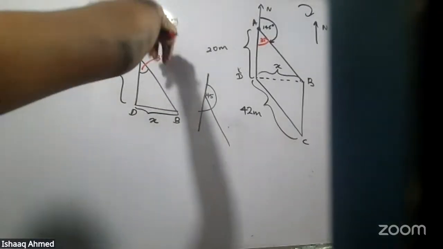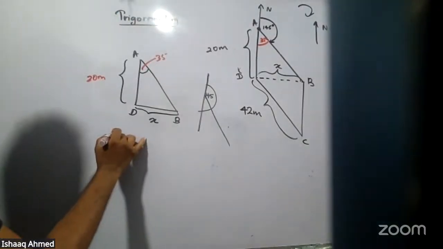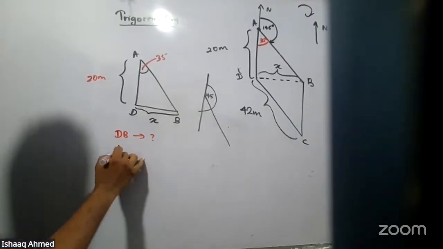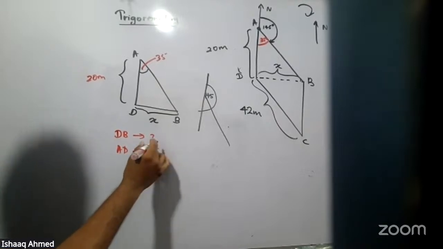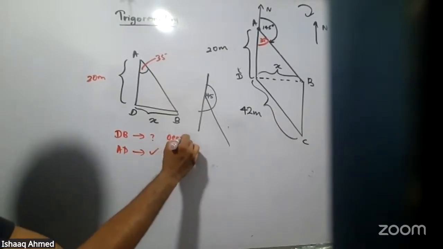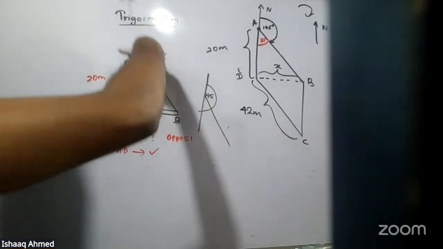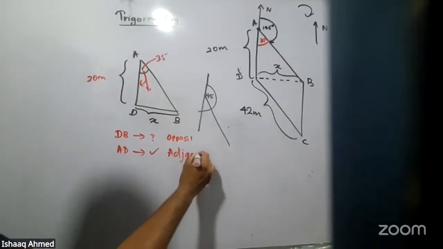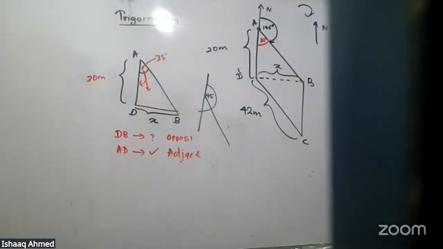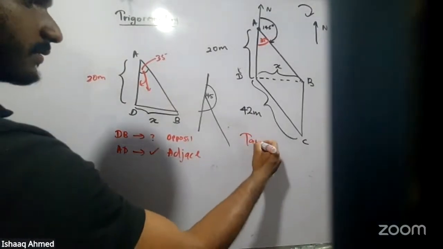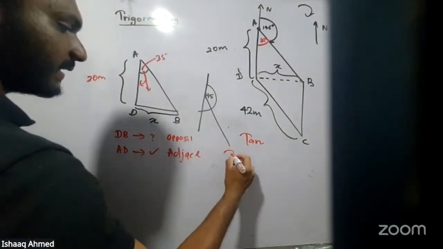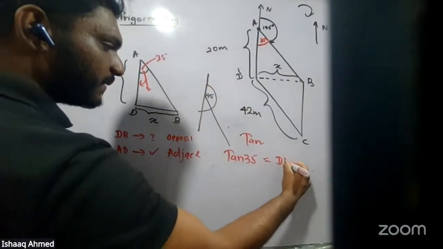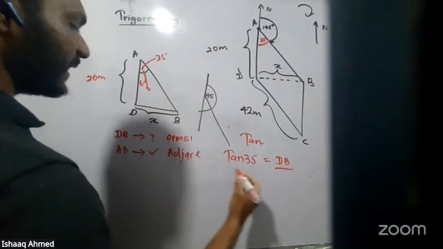We have to look from 35. If you look from 35, DB, we don't know. AD, given. DB is what? Opposite of 35. AD is what? Adjacent of 35. What is the trig ratio dealing with opposite and adjacent? Tan. So for 35, you have to take tan. Tan 35 equals opposite DB over adjacent AD.